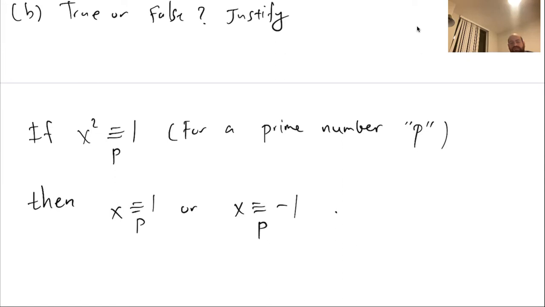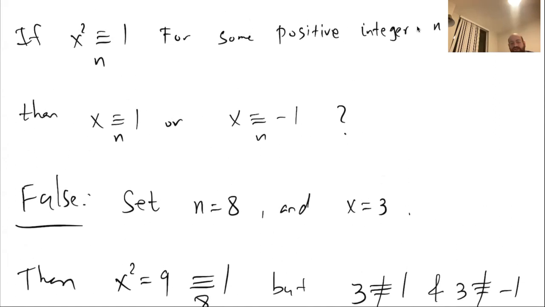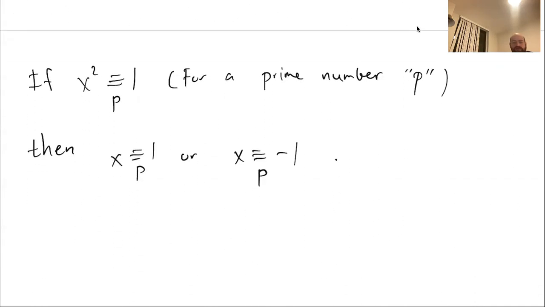Again, of course, you can first try to construct a counterexample. Here, p must be a prime number, so I cannot choose n equals 8 anymore, as I cannot use this counterexample anymore. p here must be prime, so you can see if p is 2 or p is 3 or p is 5. So for example, p equals 5. Which number squared will be 1? If p is 5, then 1 squared, of course, is 1. 4 squared is 16, which is also 1 mod 5.